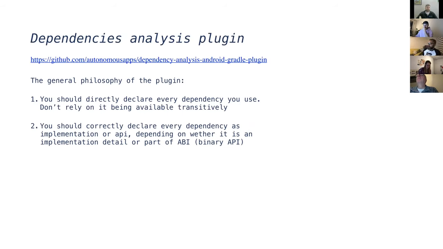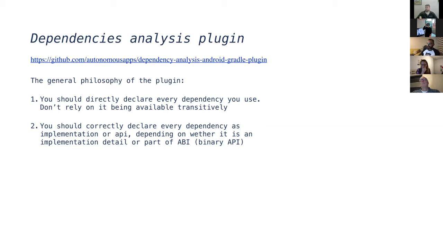actually two things. First, you should directly declare every dependency you use. It means that every time you refactor and change your project structure, removing a dependency on some module, it suddenly stops compiling because there was some transitive dependency that you used. So no more hidden dependencies. When you read the build.gradle file, you see what is exactly used in this module. So it's clean.